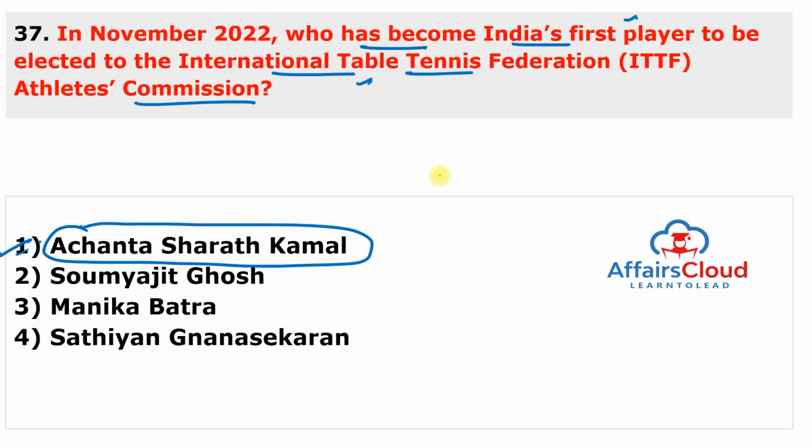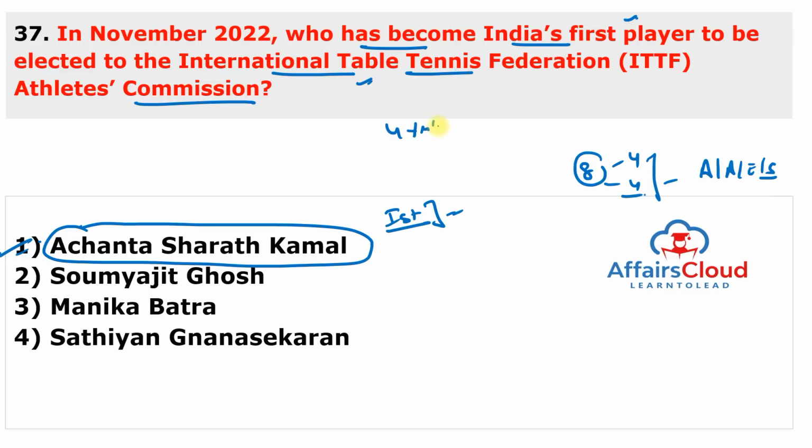Legendary table tennis player Achanta Sharath Kamal has become India's first player to be elected under the Athletes Commission of the International Table Tennis Federation. So, 8 athletes, 4 male and 4 female, were elected from Asia, Africa, Europe, South America, North America, Oceania, along with the 2 highest voted para-athletes. And these elected players will serve in the International Table Tennis Federation Athletes Commission for a time period of 4 years, from 2022 to 2026.